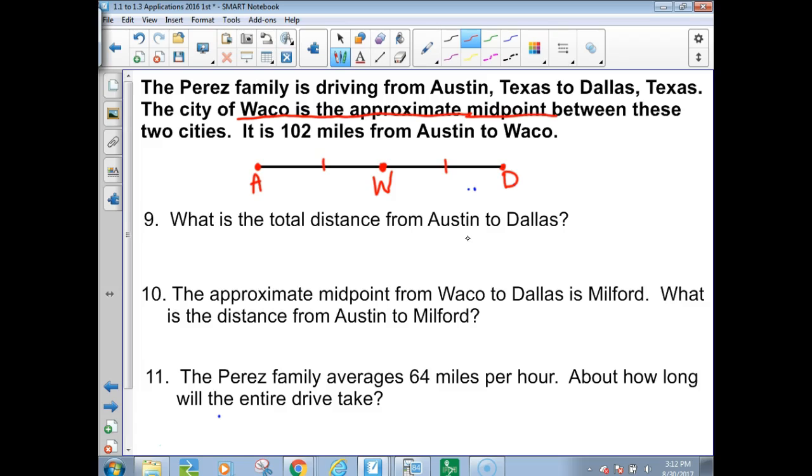What's the total distance from Austin to Dallas? Well, wait a second. We've got to finish reading here. It says that it is 102 miles from Austin to Waco. So that would be right here. And since we already said that Waco's in the middle, that would make these equal. So we can put a 102 here, right? What's the total distance from Austin to Dallas? All right, 204 miles.